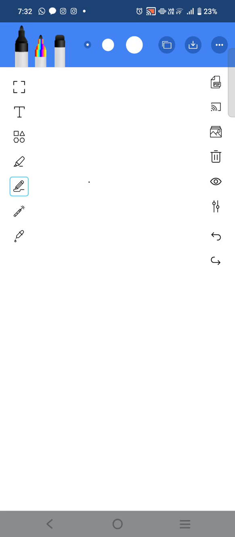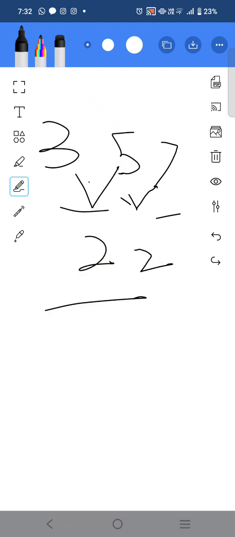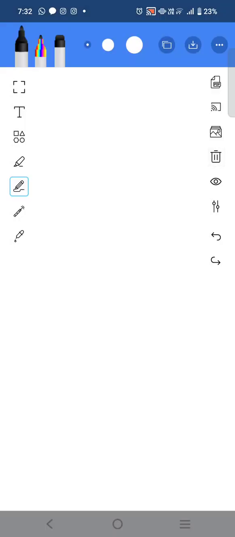Now we'll see another set of numbers: 3, 5 and 7. First let's see if these three numbers are prime. Yes, they are prime. Now 3 plus 2 is 5, and 5 plus 2 is 7. So this is a prime triplet. Let me tell you one thing: the only prime triplet is 3, 5 and 7. Yes, I am right.